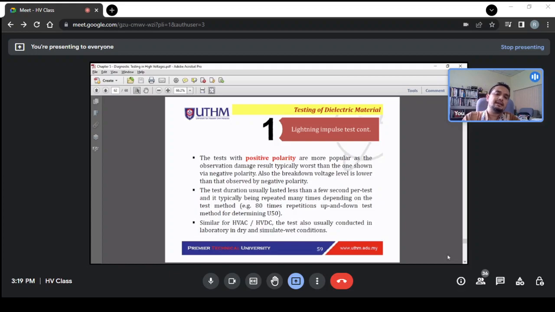Okay, positive and negative polarity. Positive polarity is the waveform going upwards, while for negative polarity the waveform is going downward. It could happen. It will happen. Sometimes we will get negative, and sometimes it will be positive polarity. In the experiment, we can actually switch the polarity, but in practice, it is by nature due to the lightning strike.